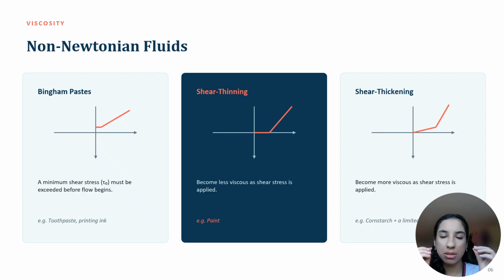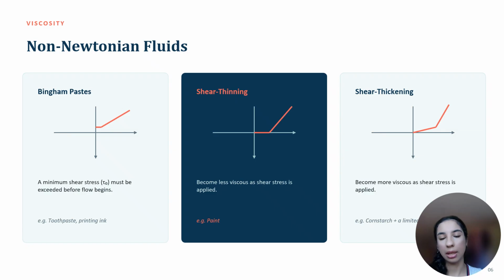For shear stress, the initial stress, tau naught, can't be 0 for it to start to flow. There is a minimum threshold, and if the stress exceeds it, then it will start flowing. For example, with toothpaste, you put some on your brush, you have to squeeze it, and it doesn't just quickly go down, right?